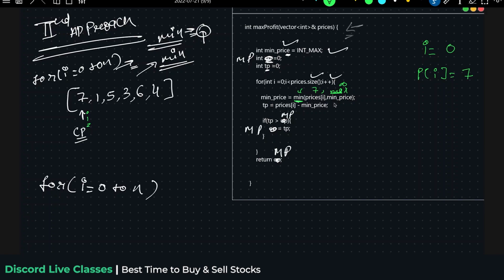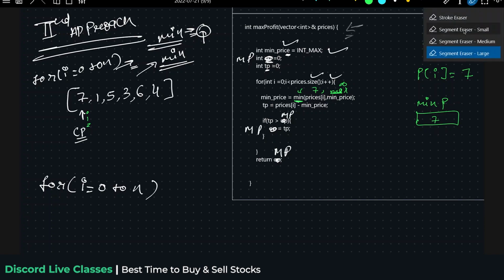7 comma infinite. Which would be minimum? 7. So 7 is the minimum. Then I just assign this 7 to the minimum price. Then the minimum price variable is containing 7. Listen very carefully. Minimum price is containing what? Minimum price is containing 7. Okay.